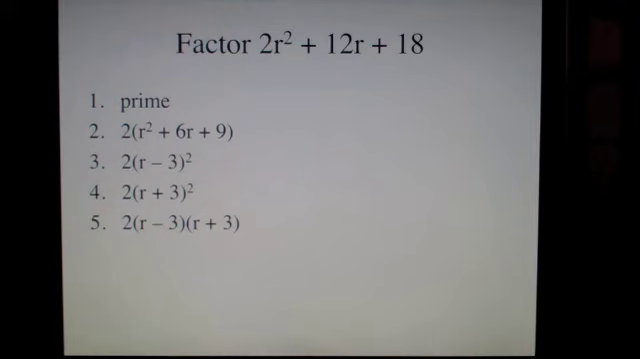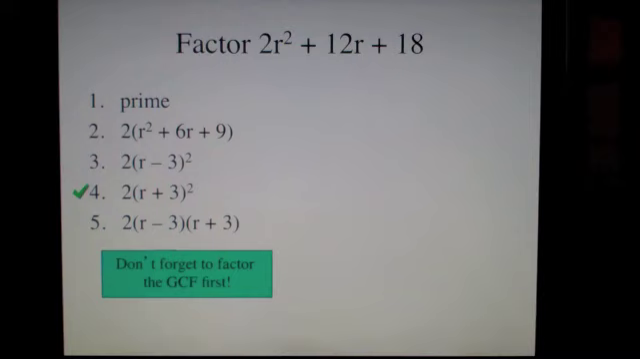Okay, this one has a trick to it. You have to factor out the GCF before you use our little perfect squares trick. And when you do, you get 2 times r plus 3 squared.